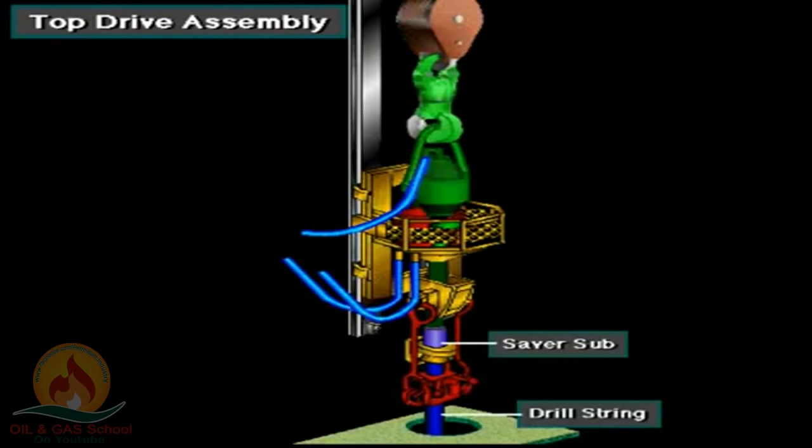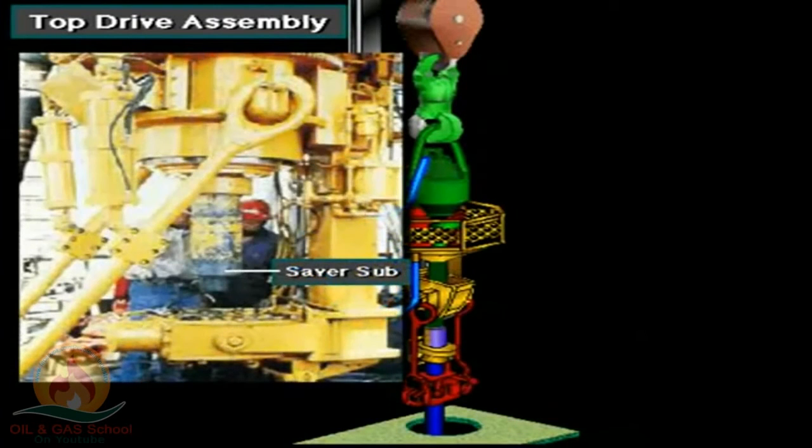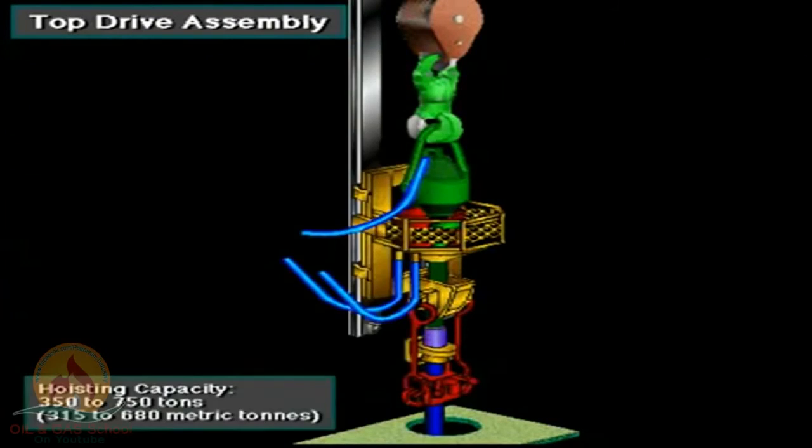Crew members make up a saver sub on the bottom of the drive shaft and make up the drill string onto the saver sub. The saver sub cuts down on wear and tear to the drive shaft's threads. Top drives have hoisting capacities ranging from 350 to 750 tons, or 315 to 680 metric tons.